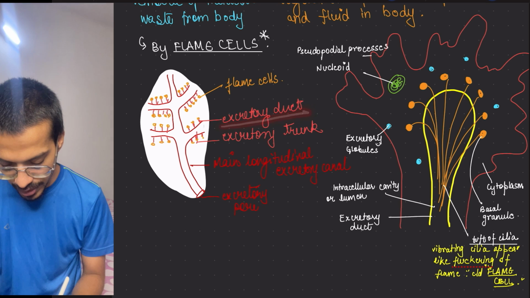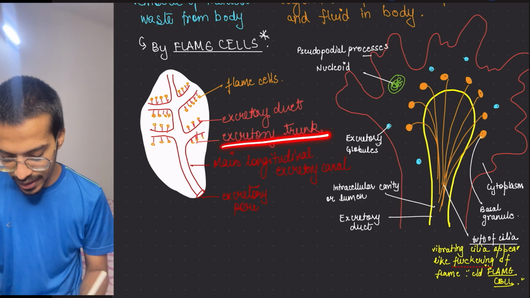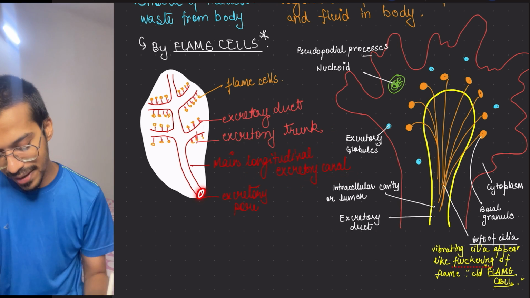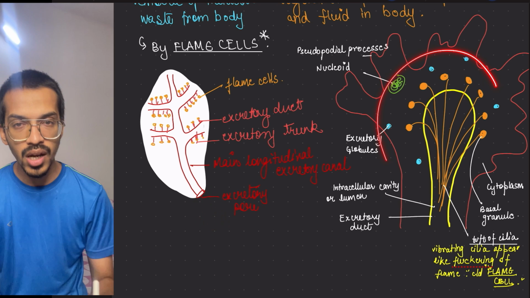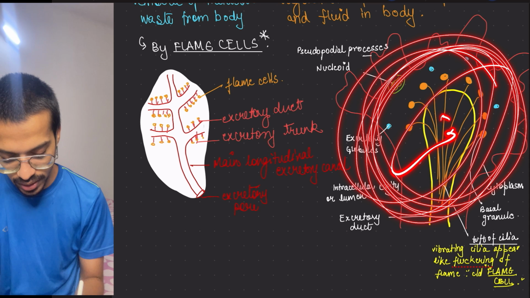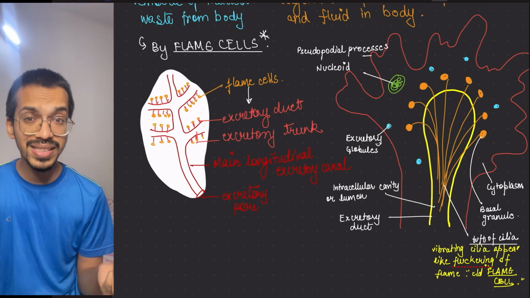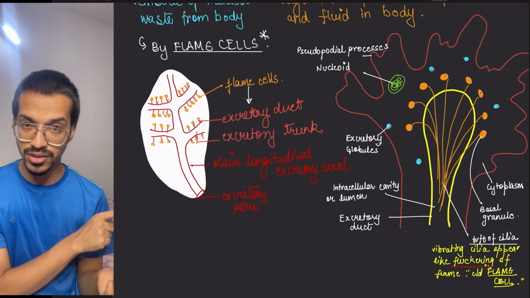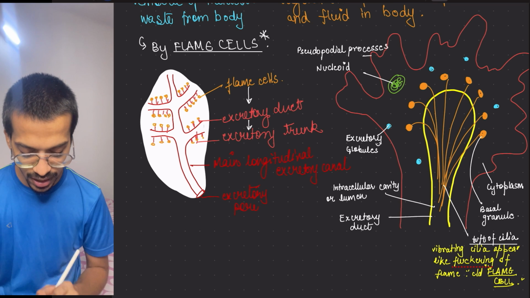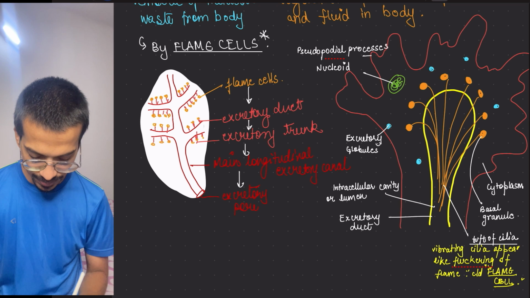From the excretory duct it comes into this area, which is called the excretory trunk. Then it comes to the main longitudinal excretory canal, and this is the excretory pore. It goes out. Your nitrogenous waste, whatever they would be releasing, is formed by this. It will be released into the excretory duct. Remember this chronology, where to where it is going. It's very important. Then it goes to the excretory trunk, then to the main longitudinal canal, and then to the excretory pore, and then to the outside.